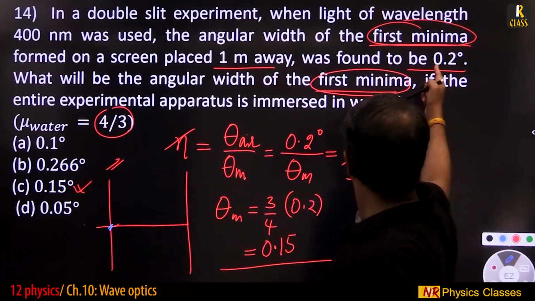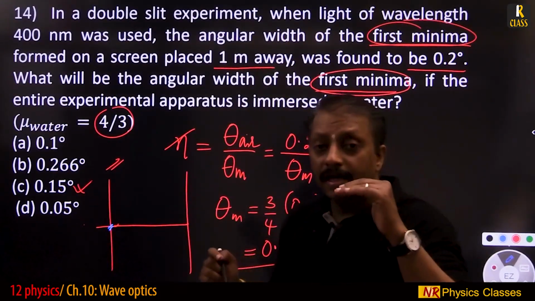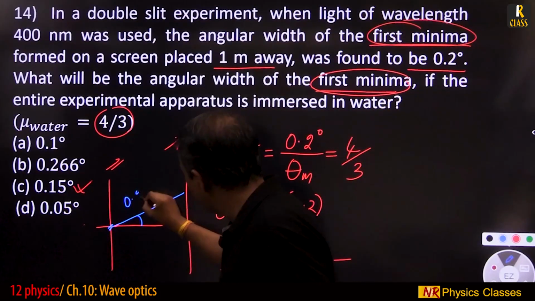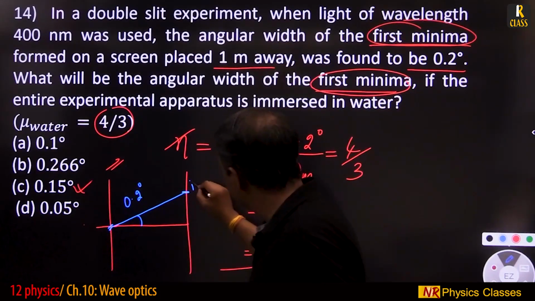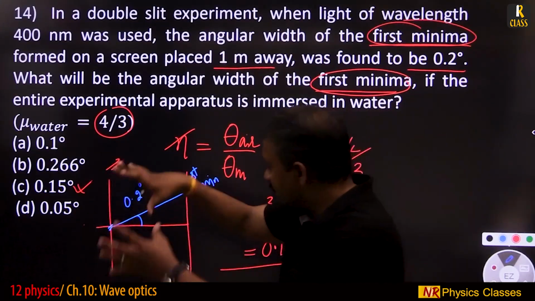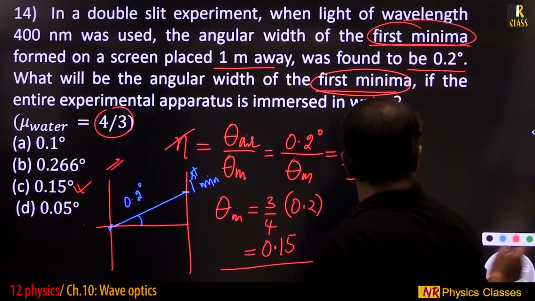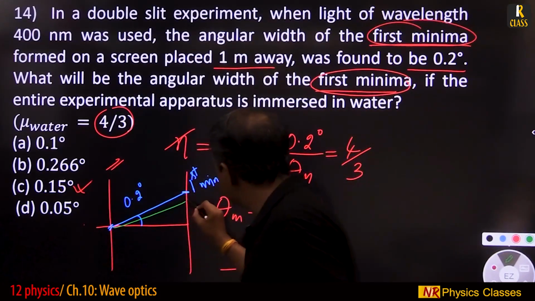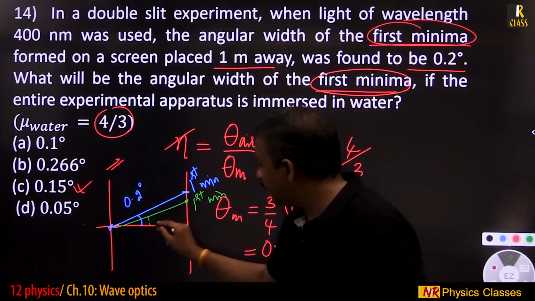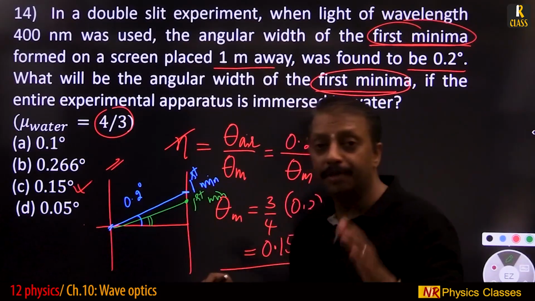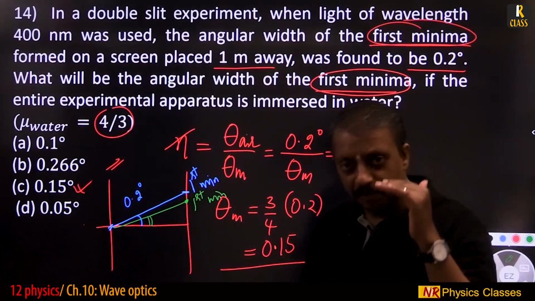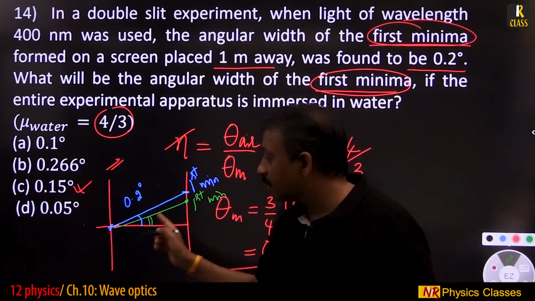Instead of going to 0.2 degree, let me represent that by a larger angle. At this angle, say 0.2 degree, first minimum is obtained. When the apparatus is immersed underwater, then first minima is formed here. See, the angle is decreased, angular position is decreased because of the refractive index. Speed decreases, wavelength decreases. Wavelength decreases means angular position also decreases.